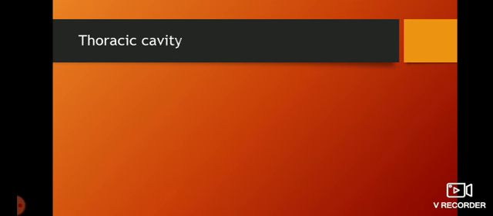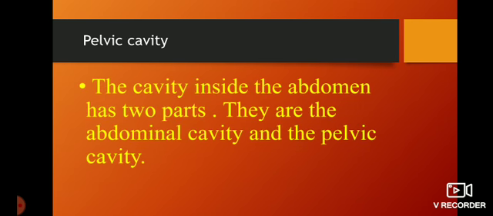Next one is the thoracic cavity. The cavity in the torso has three parts. The cavity in the chest is called the thoracic cavity. Next is the pelvic cavity. It is present inside the abdomen and it has two parts. They are the abdominal cavity and the pelvic cavity. It is present in the stomach.